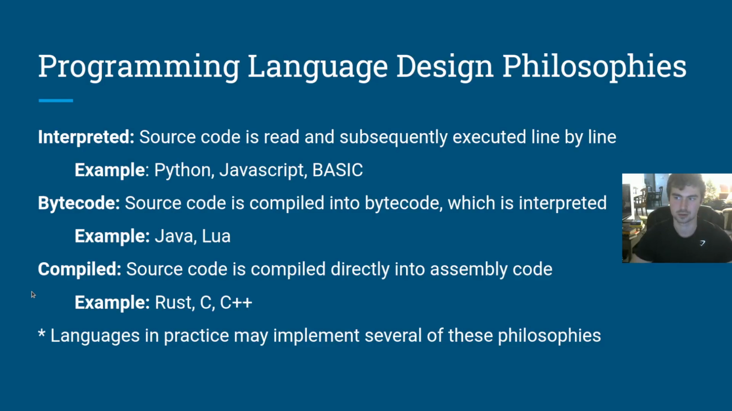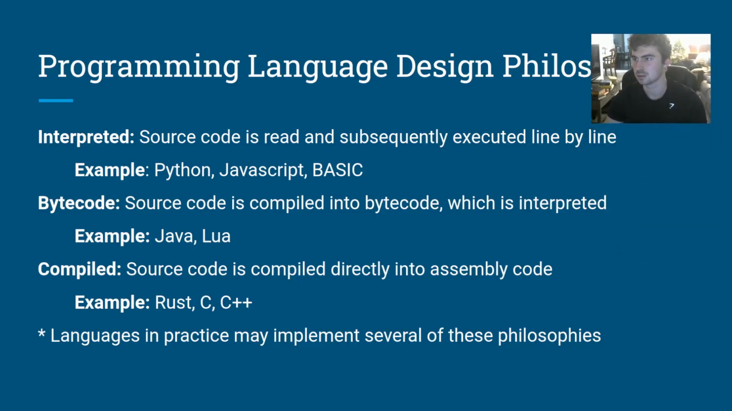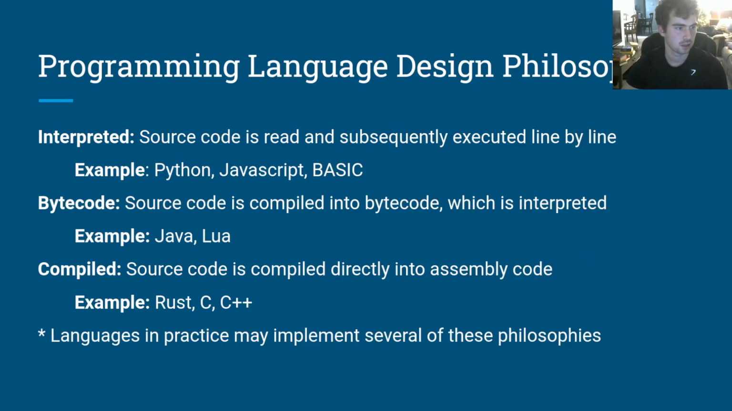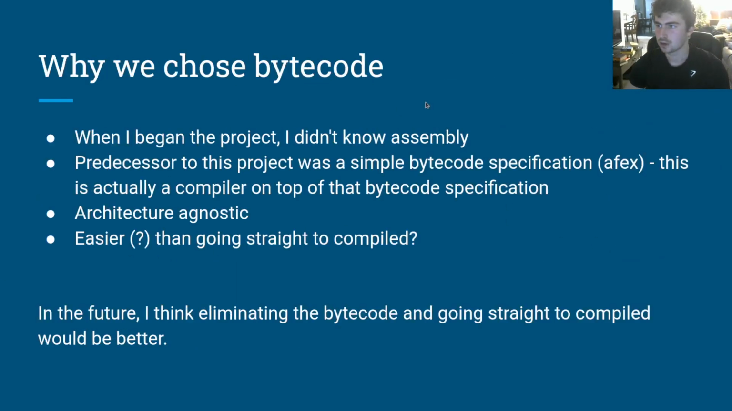So there are exceptions and overlap between these different groups, but in general, these are some of the three main design philosophies. Put my camera back up here. So this is a bytecode interpreted language. Why did we decide to do that?